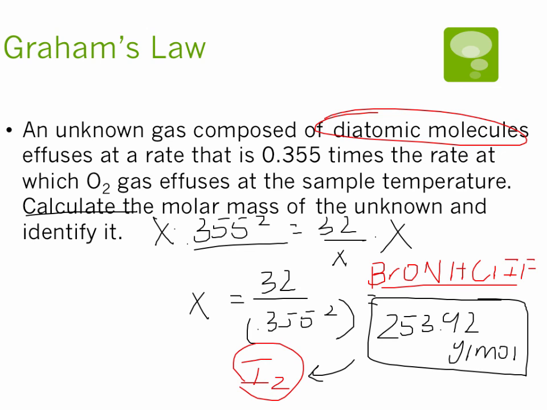Okay, so that's dealing with Graham's law of effusion, which again sets our rates proportional to the molar masses. You just have to remember that it's opposite. If it's rate 1 over rate 2, that's equal to the square root of molar mass 2 over molar mass 1.